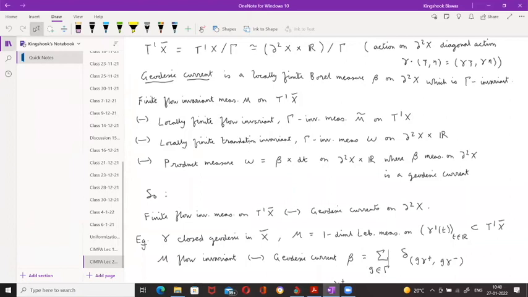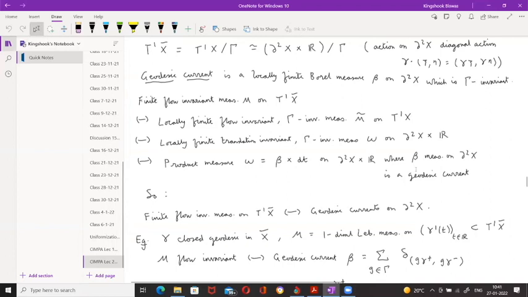So I'll get a translation invariant, gamma invariant measure. And once it's a translation invariant measure, then it's easy to see it has to be a product measure on this product space. So this measure has to be of the form beta cross dt, where dt is the Lebesgue measure on the R factor, and beta is a measure on del 2X, which is gamma invariant and which is locally finite. In other words, beta is a geodesic current.